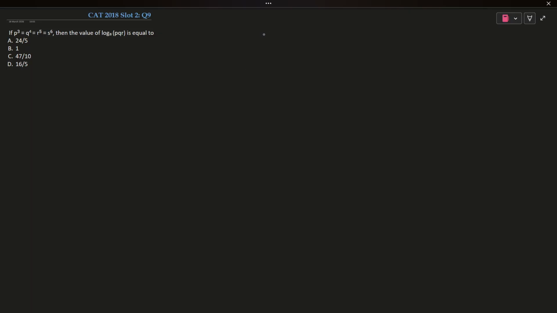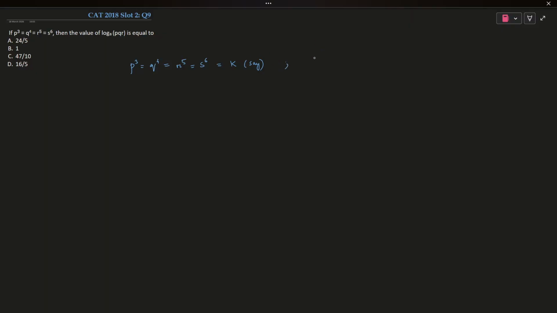So we are given that p cube is equal to q to the power of 4 is equal to r to the power of 5 is equal to s to the power of 6. Then find the value of log of pqr to the base s. So let us assume that all of these are equal to k.